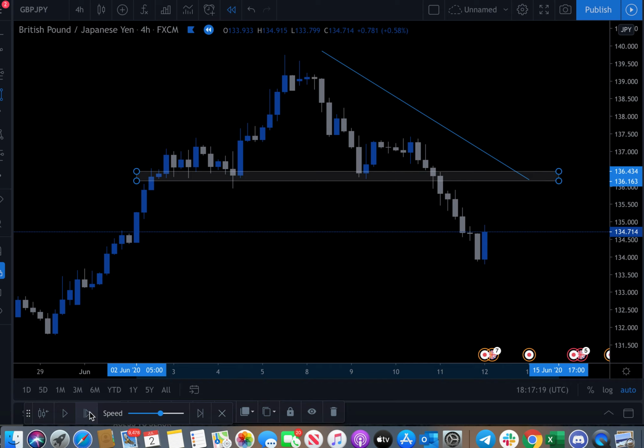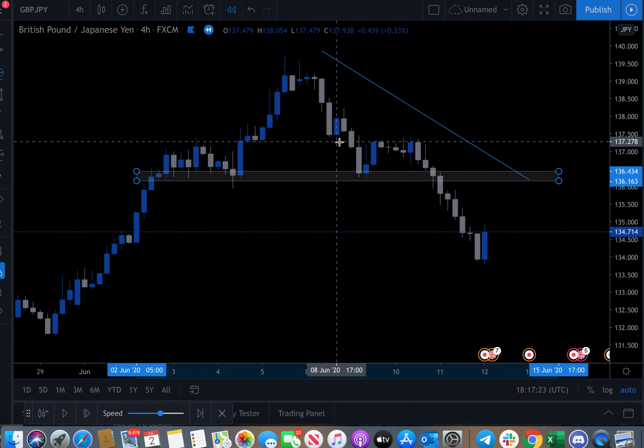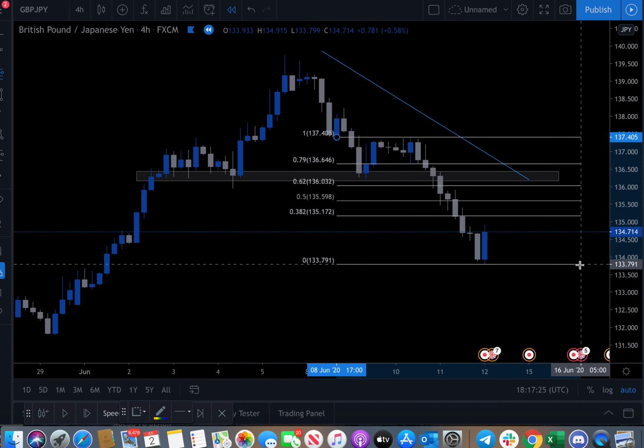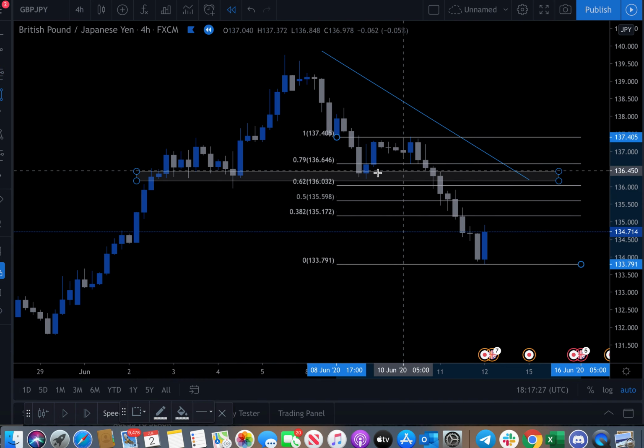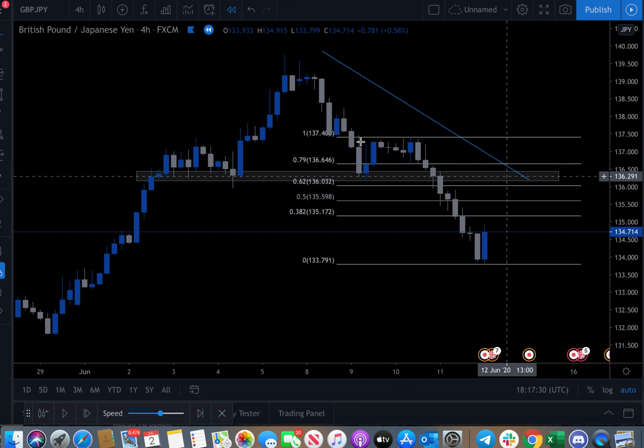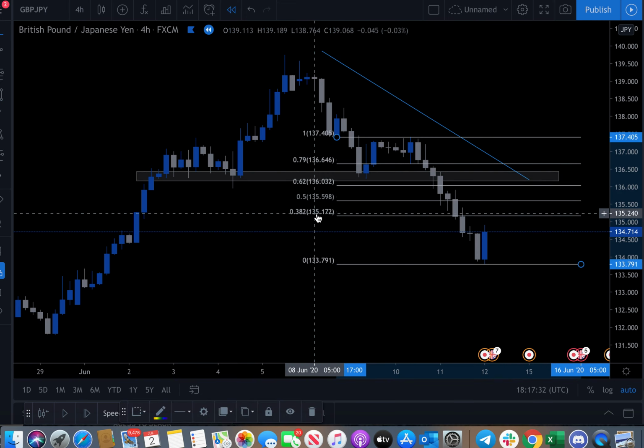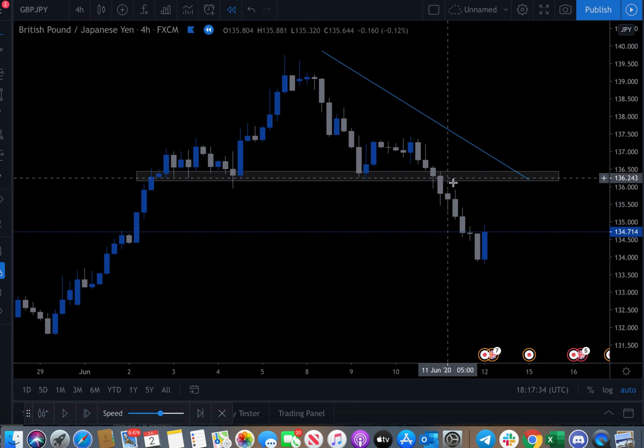So you can see we are potentially starting a correction in the market. If this is the swing low, I want to see a retracement in and around the 50% to 60% retracement, okay? Don't overcomplicate things with the fibs. Keep it very simple, but it's nice to know that there are confluences in this area.